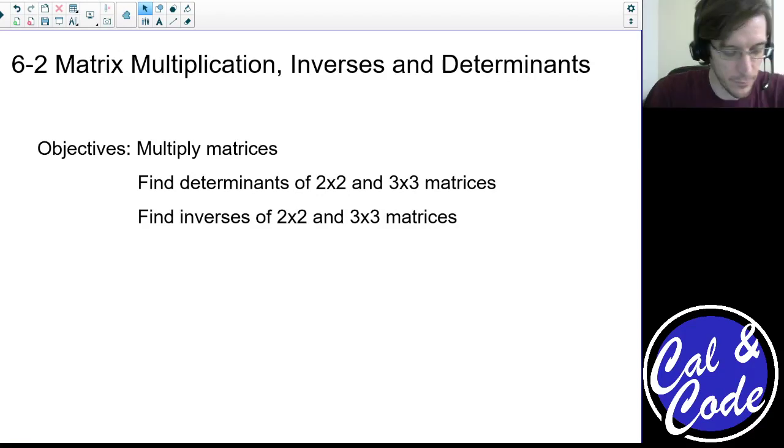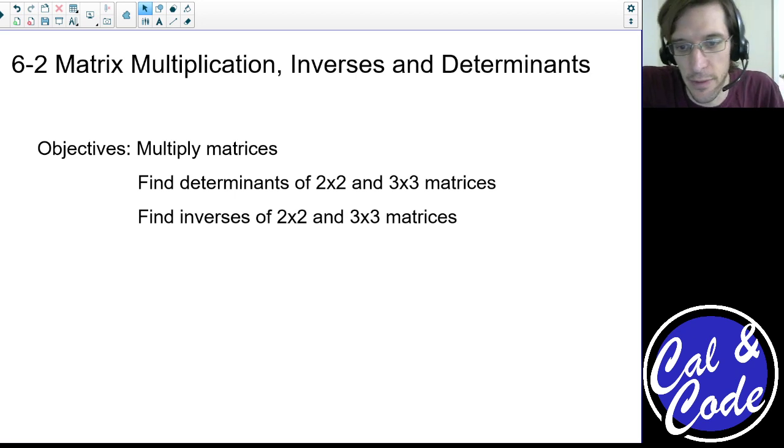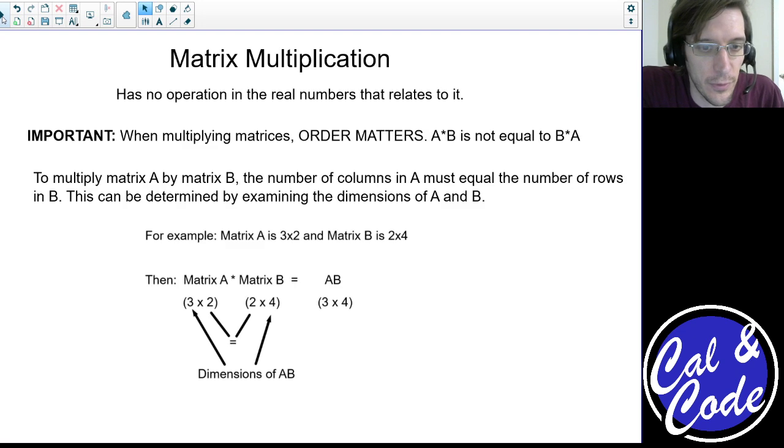So in this video, we're going to work through some matrix multiplication and then finding inverses and determinants of some matrices. We're going to mostly worry about 2 by 2s for inverses, but we'll also talk about how we can do it with any square matrix. The first thing we want to talk about is matrix multiplication.